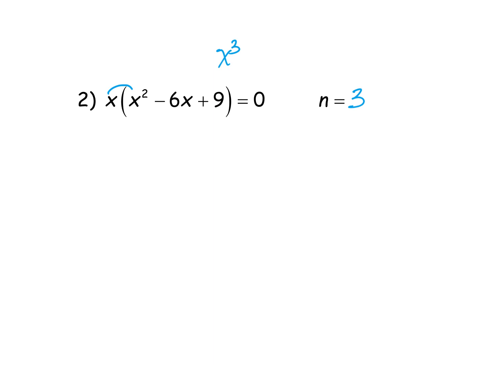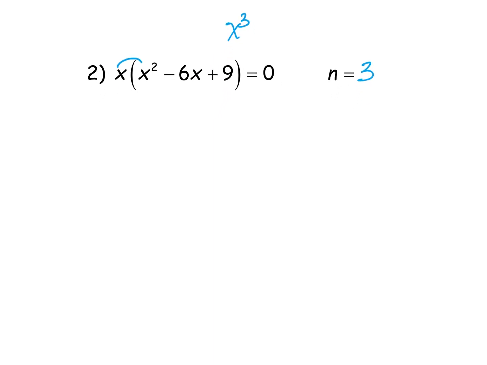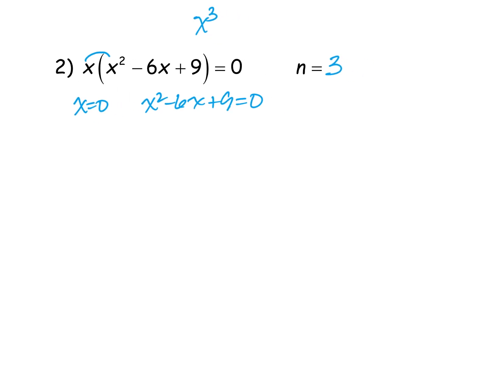Okay? Good question. And then I want to solve this, right? So I have two things multiplied together that equal 0. That means that either x equals 0 or x squared minus 6x plus 9 equals 0. So I already have one answer, x equals 0, right? I just need to know if I can factor x squared minus 6x plus 9. So can I factor it is the question. And if I can, what does it factor to? Are there two numbers that multiply to be 9 and add to be negative 6?